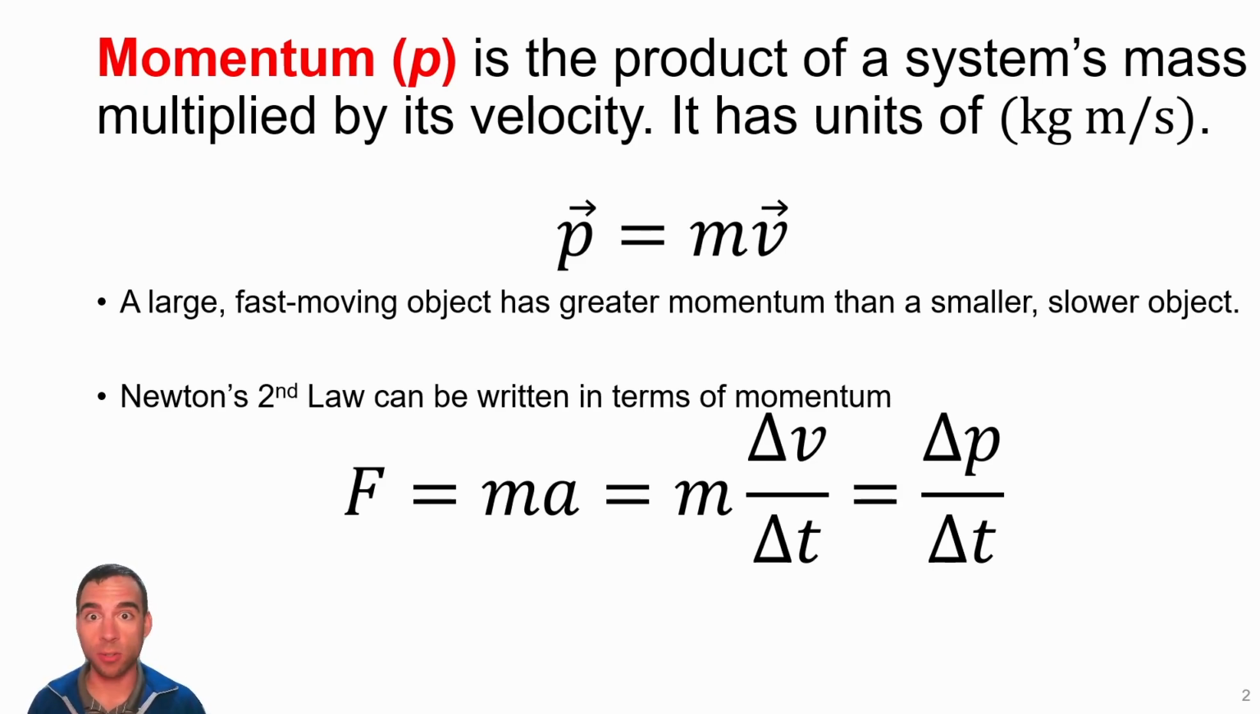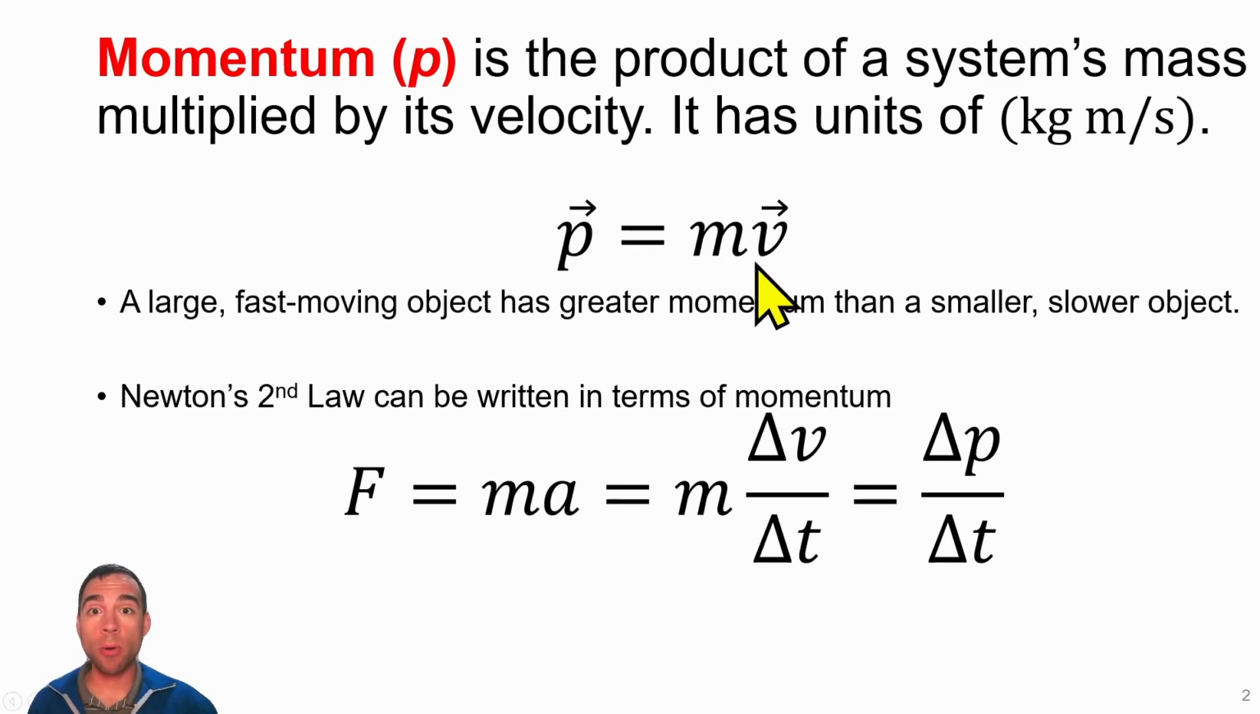Momentum is a vector, so we need to consider what direction the velocity is pointing, and that will tell us what direction our momentum is pointing. It can be positive or negative. And momentum has the units of kilograms times meters per second. There's no special unit for momentum.